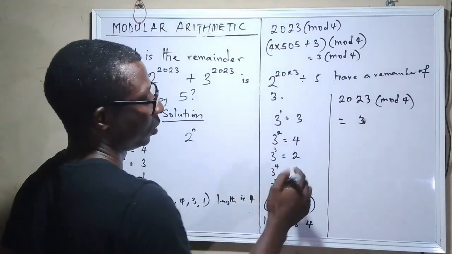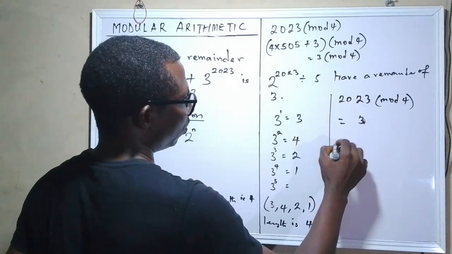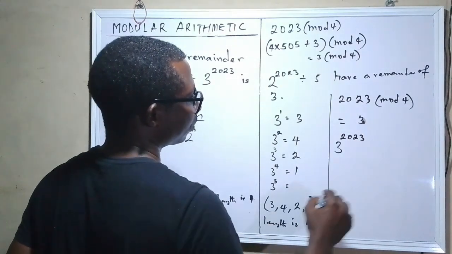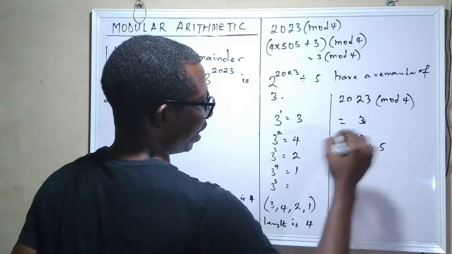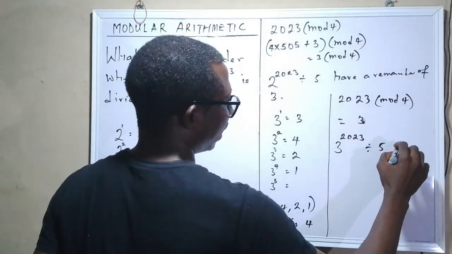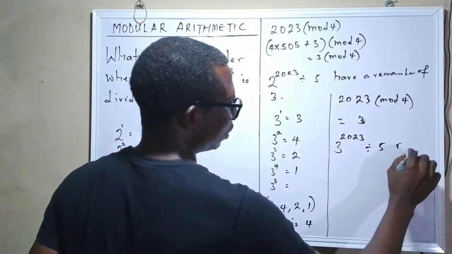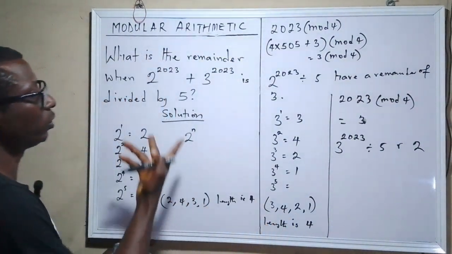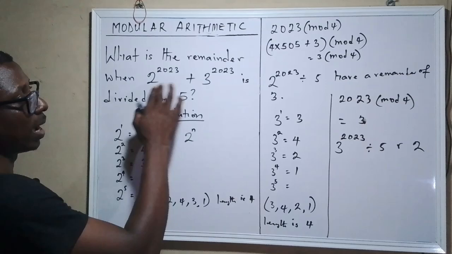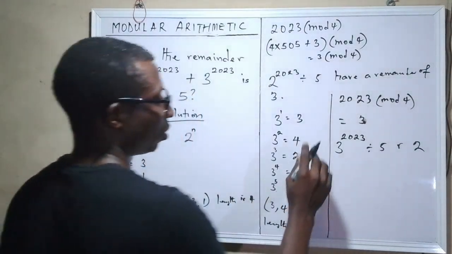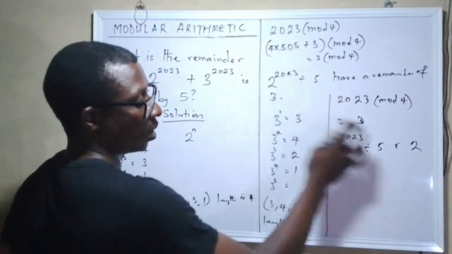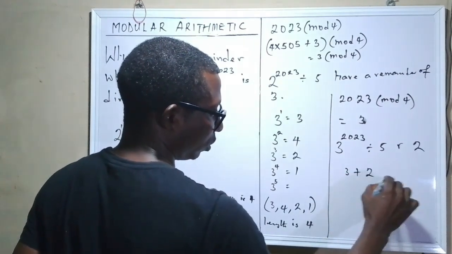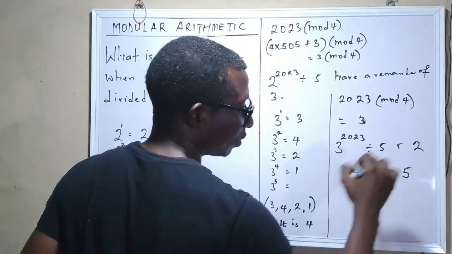Okay, so 3 raised to the power of 2023 divided by 5, the remainder is what? It is 2. The remainder is 2. So now we want to get the remainder when we add the two together. So we have 3 earlier and we also have 2. So it's going to be 3 plus 2. So the total remainder now is 5.